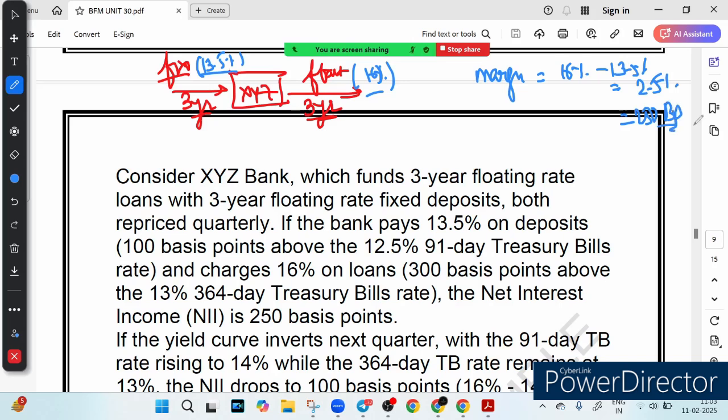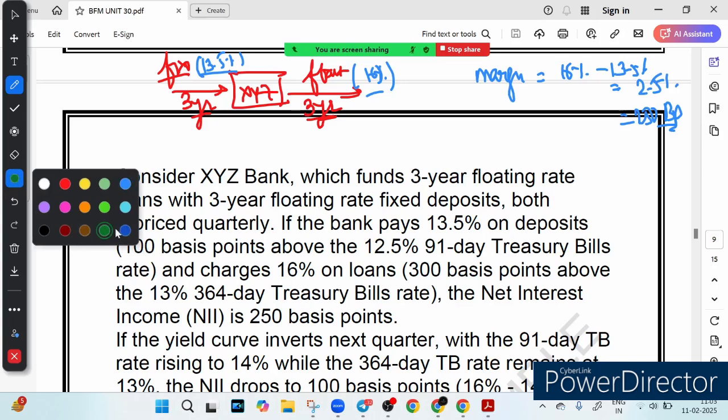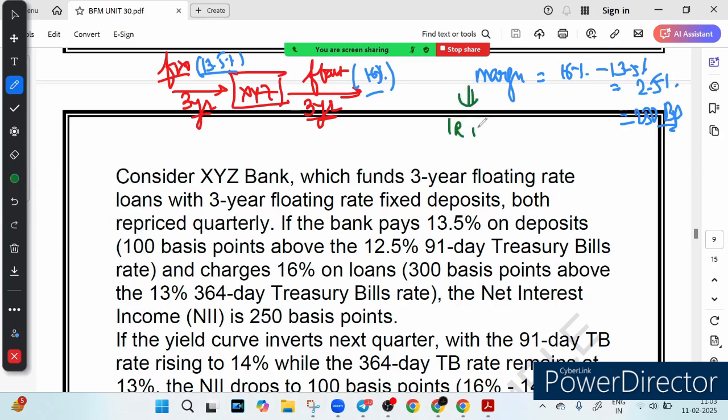But what if the yield curve inverts next quarter? So this is the first quarter. Now suppose I ask you one question: what if the yield curve inverts next quarter? What will happen? It simply means that the short term interest rate, suppose it is the 91-day treasury bill, jumps from 12.5% to 14%, right? The yield curve inverts next quarter with the 91-day treasury bill rising to 14%.